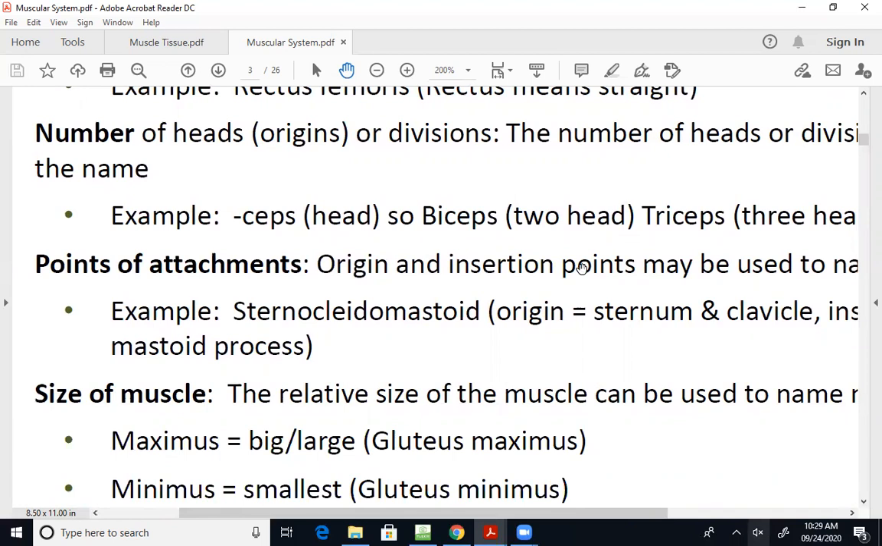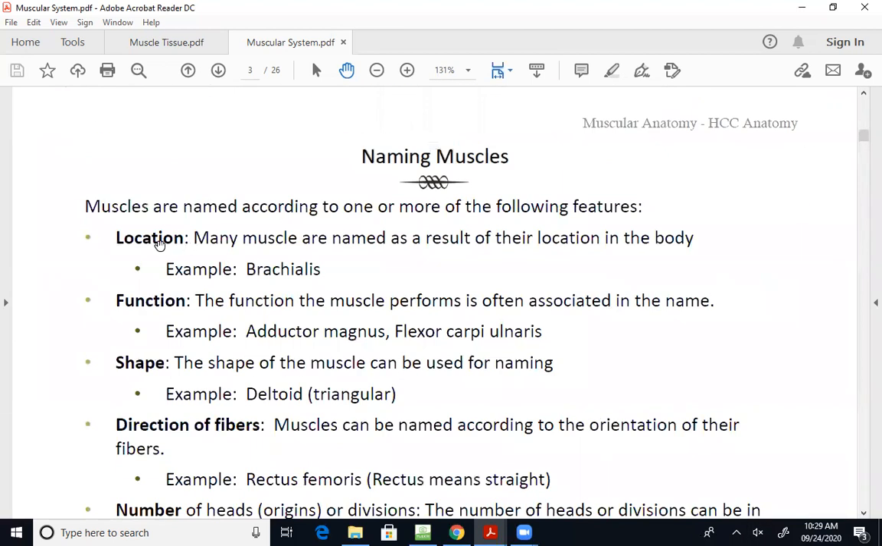All right, let's talk first about location. Many muscles are named as a result of their location in the body. So thinking back to our very first lecture of the semester, when we saw the lady from the front and the back labeled with all those arrows pointing to different parts of the body, and we learned that there were functional names for things like your upper arm, which is your brachial region.